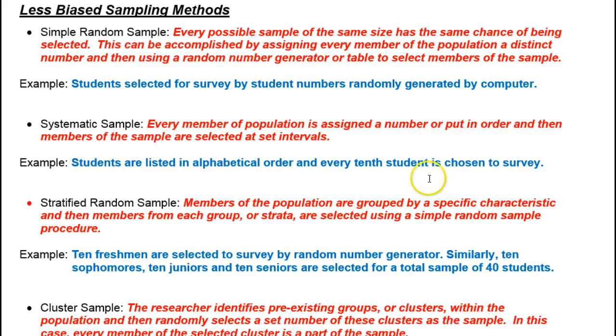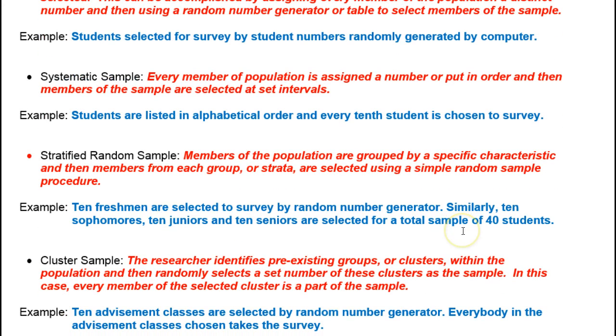Okay? Now, that brings us down to the last one. Cluster sampling. That's where instead of randomly picking individuals, I'm randomly picking groups. All right? Again, bringing it back to the school setting. Imagine that instead of randomly picking individual students, I'm randomly picking whole classrooms. So, for example, we have advisement, where they're handing out schedules and report cards.